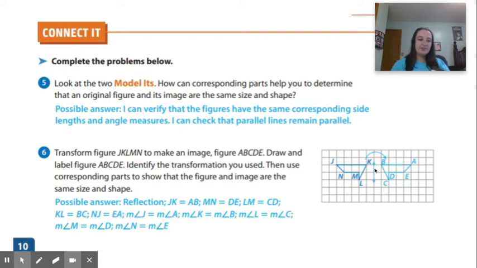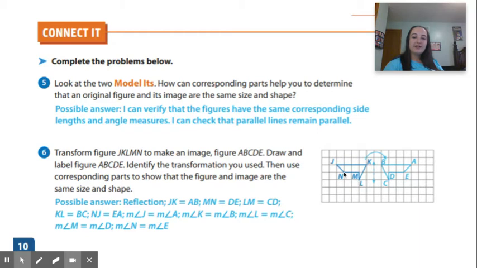For this image, transform this figure right here into another figure. So you can either reflect it, like the example shows here, you can rotate it, or you can translate it, which again just means to move it or slide it over. And then we talk about the corresponding parts. So how JK, our longest part, is equal to AB. So we know that they're corresponding because we have 4 and 4.